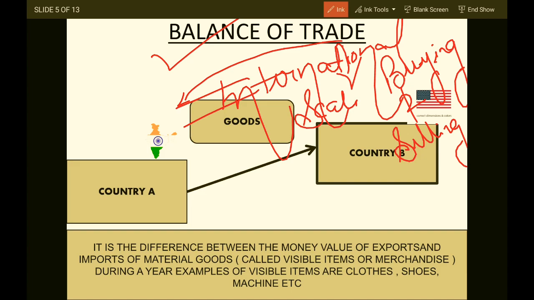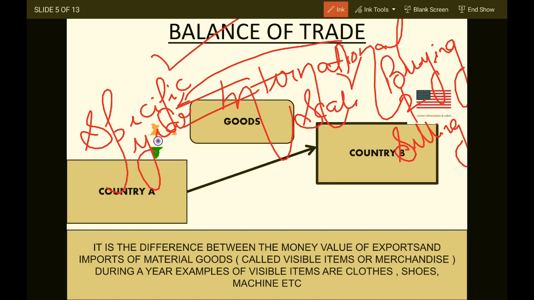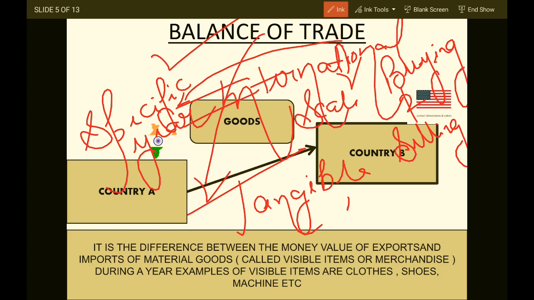When it is performed on an international scale, it is called import and export. Balance of trade mentions the import and export made by a nation's economy within a specific year. Very important, the recording should be for a specific period or specific year. Balance of trade only records tangible items. I have told you earlier also, visible items. The recording of tangible items.